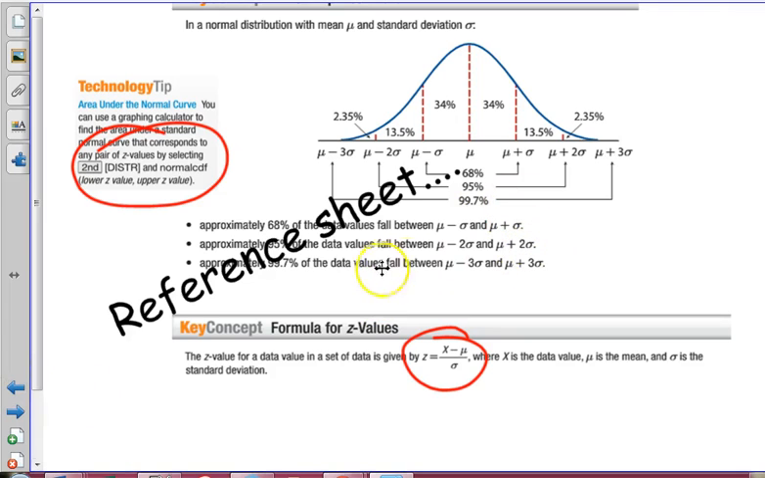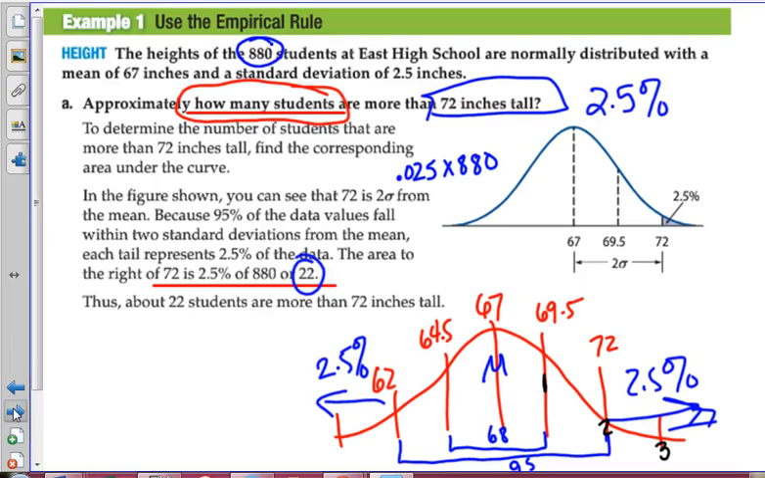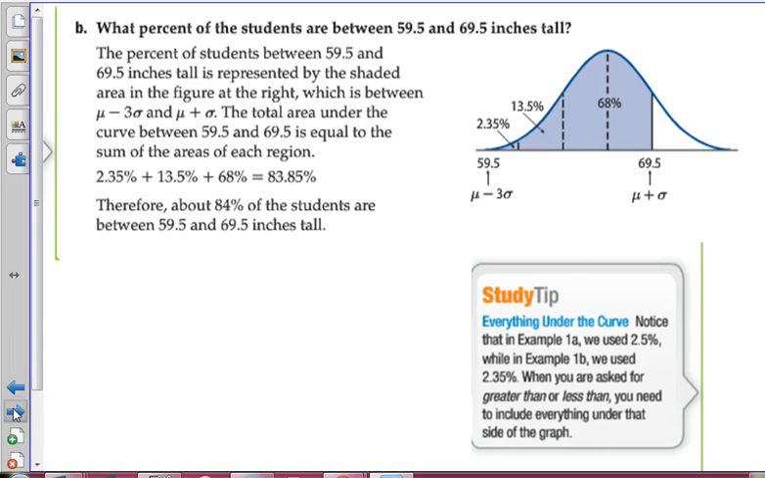It says here for the third standard deviation. Do you see that? Okay. So I only went out two because it said 72 and I had already hit that, so I didn't keep going. All right, this says what percent of the students. So now we just get to use the percentage fall between 99.5 and 69.5.